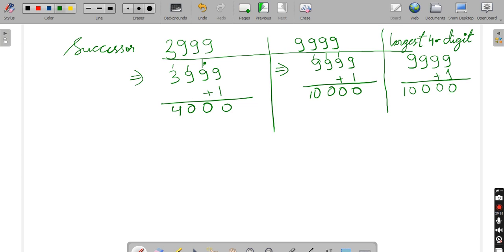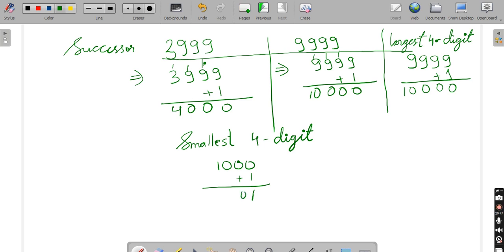Now suppose in the same question they say the smallest 4-digit number. Then how will you solve? What is the successor of the smallest 4-digit number? The smallest 4-digit number is 1000. Correct? Now I want to find out the successor, plus 1. So 1, 0, 0, 1. Very good. I hope you understood.